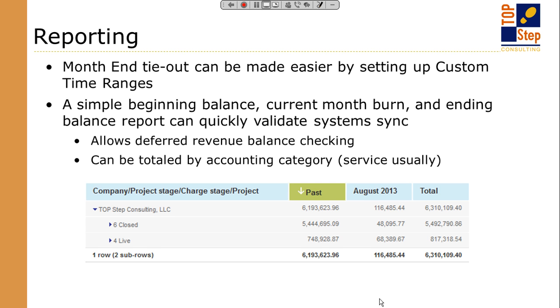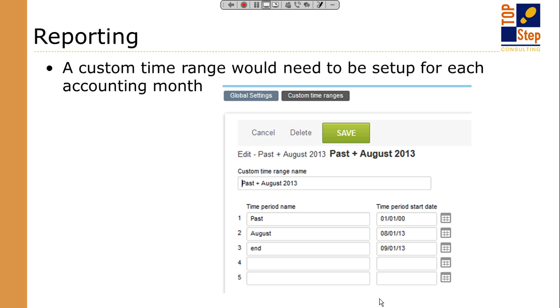And by definition, OpenAir's summary reports add the two together to give you a total. So essentially I'm doing an open balance, current month, closing balance type report. And that's nothing more than setting up a custom time range that understands what those two periods are, past and August. Okay, so you do have to set one up for every accounting month, but it's a once a year thing. And if you can take 5 minutes to set that up, then you would have this capability to do open balance, current month, closing balance type reports throughout the whole accounting year.